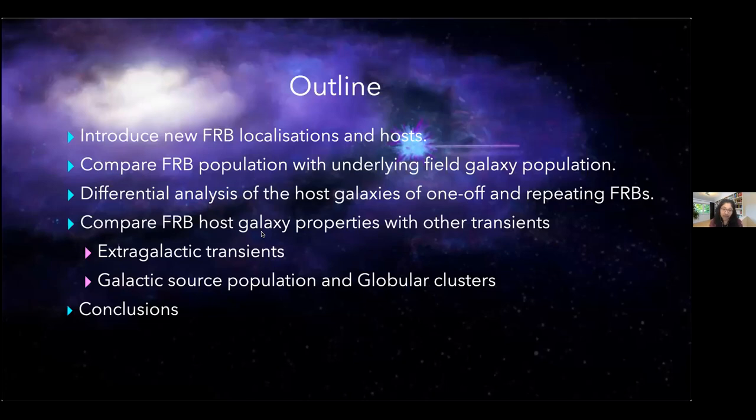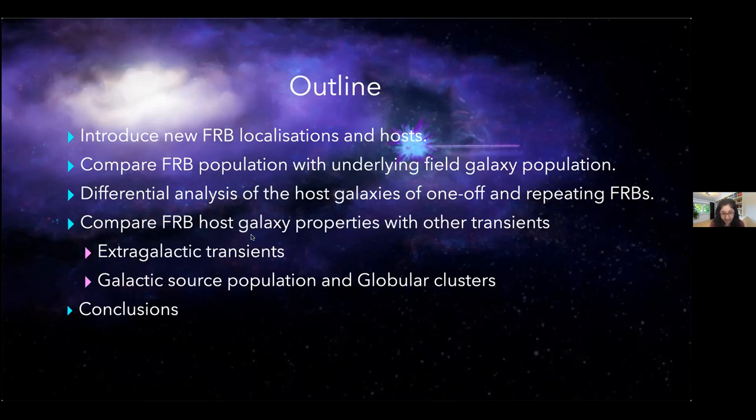I will start off by introducing three new FRB localizations and their host galaxies. With these new observations, and including some of the published FRB host data, I will then compare this larger host galaxy sample with the underlying field galaxy population. Following that, I will present a differential analysis of the host galaxies of two apparent FRB source populations. I will then compare the global properties of FRB hosts with those of extragalactic transients, and also compare FRB offset distributions with galactic sources and globular clusters in late-type and early-type galaxies.